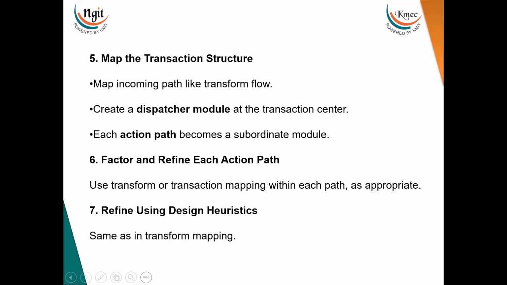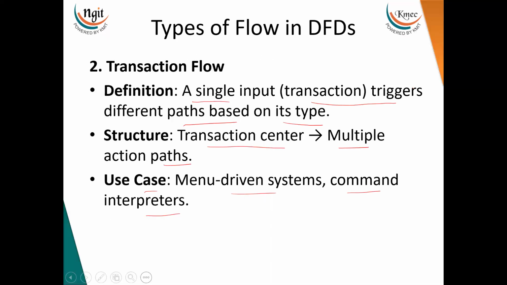In transform mapping, step one is to review the fundamental system model. Then step two would be to review and refine the DFDs for the software. In the third step, we determine whether the DFD has transform or transaction flow characteristics. In step four, we isolate the transform center by specifying incoming and outgoing flow boundaries, which means usually incoming and outgoing flow boundaries are open to interpretation. Okay.